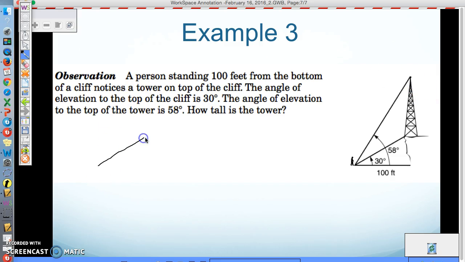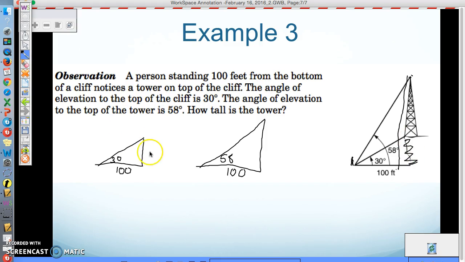So let's see, we have two triangles right here. So this is 30, this is 100. And then we have another one where this is still at 100, but this is 58. So if we look here, the tower would be the entire thing minus this bottom part. So we could say we need to find y in both of these.